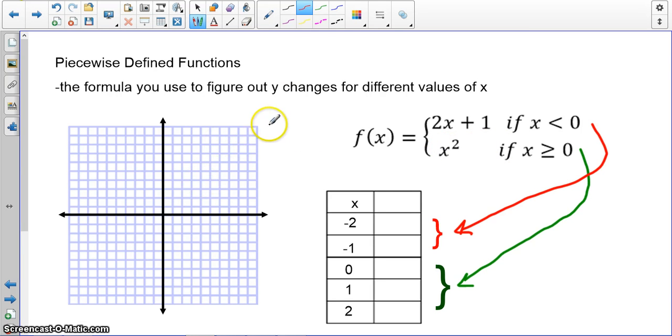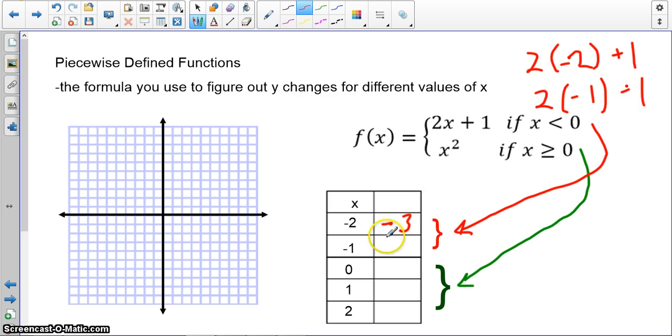So then you just start plugging the numbers in. So 2 times negative 2 plus 1 is negative 4 plus 1, so negative 3. Then you get 2 times negative 1 plus 1, and you get a negative 1. Okay? So, in fact, it should make some sense.